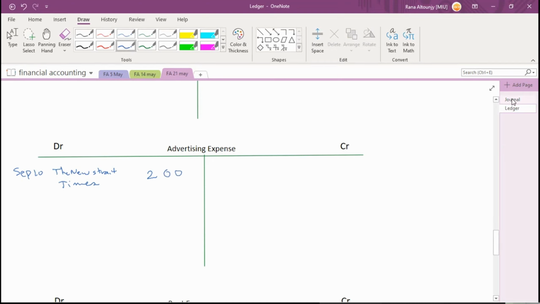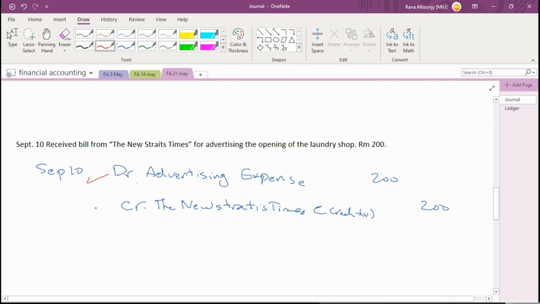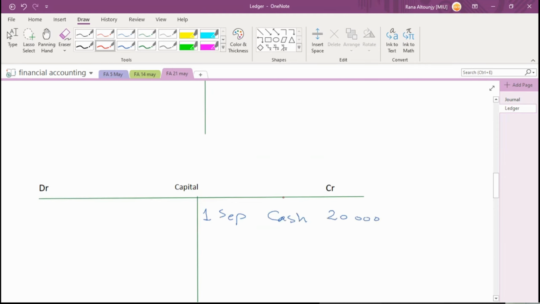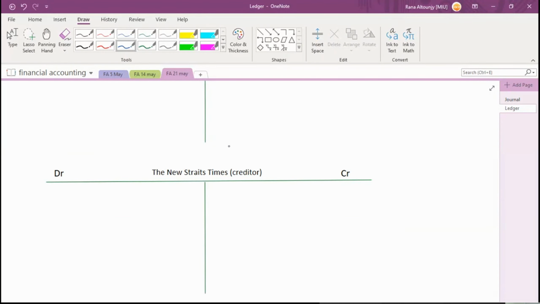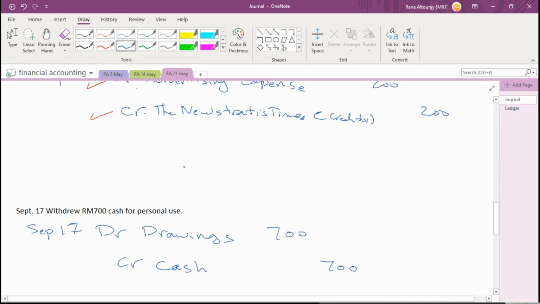Then to transfer the other side of the transaction, which is credit the new Straits Times, we go to the credit side of the new Straits Times and write the other side of the transaction, which is advertising expense. The date is September 10, and the amount is 200. So like this, we transfer this transaction.